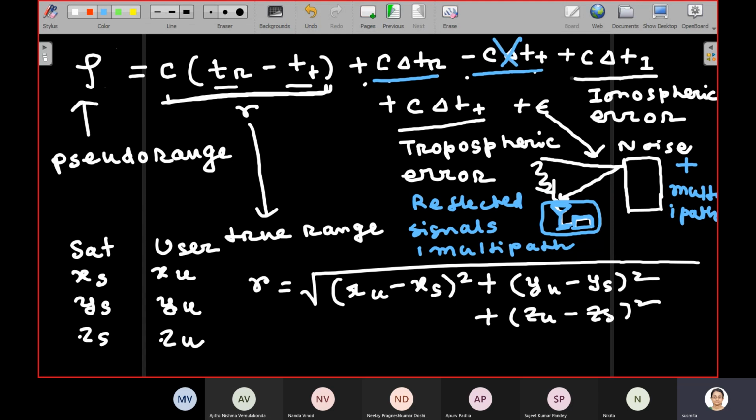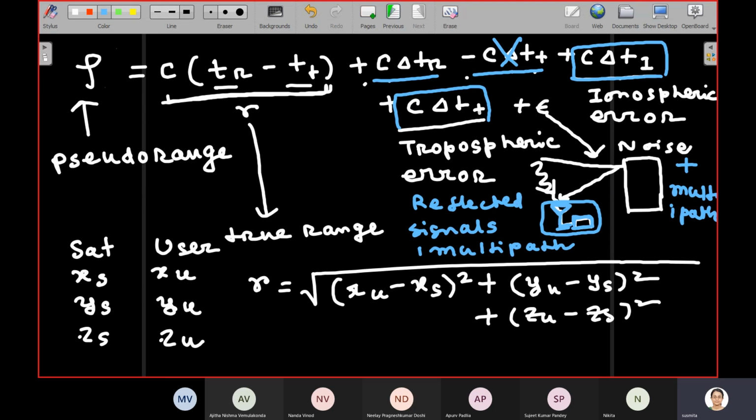Okay, depending on what type of processing the receiver is doing, this can be determined partially or fully. The ionospheric error may or may not be determined fully. So this can be modeled. If it is not determined fully, then this can be partially modeled using some deterministic model. Then tropospheric error can be modeled again using some deterministic model.